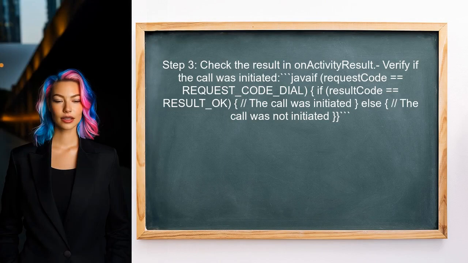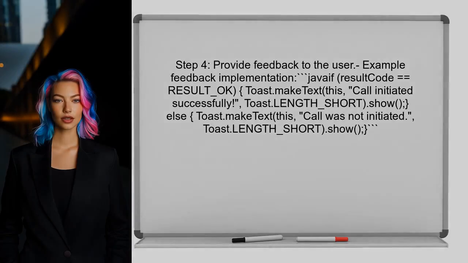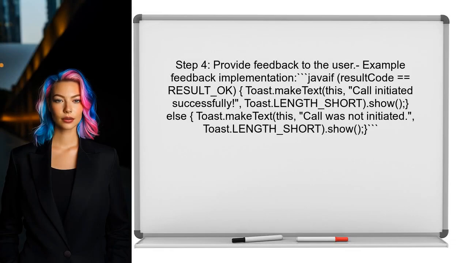After the user dials the number, the onActivityResult method will be triggered. The user can check the result code to see if the call was successfully initiated. Finally, the user can provide feedback based on whether the call was initiated or not. This can enhance the user experience by confirming the action.